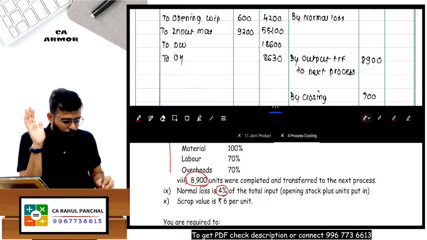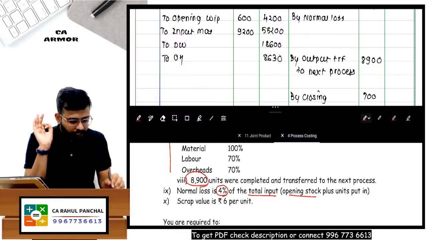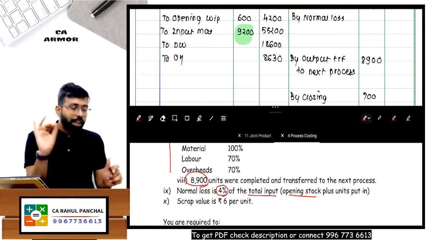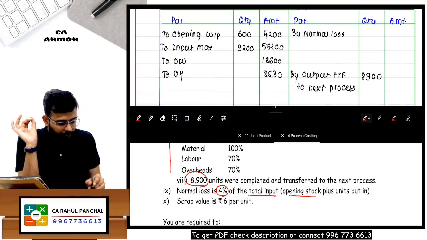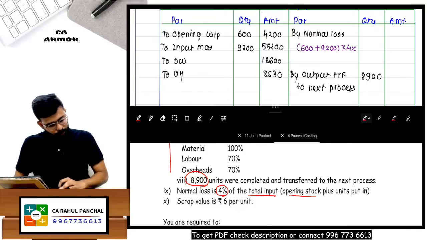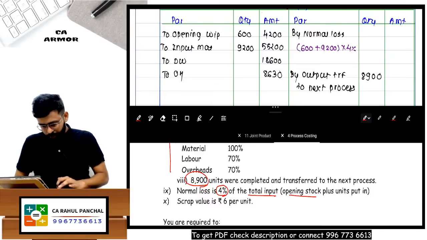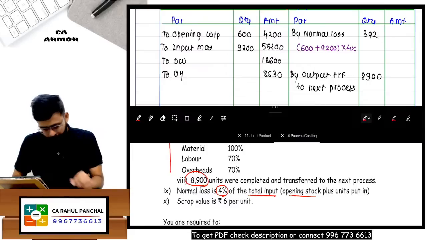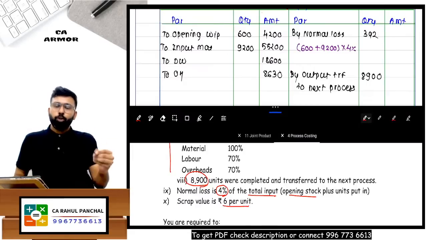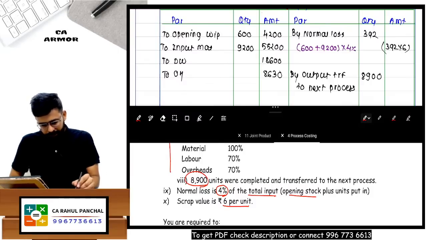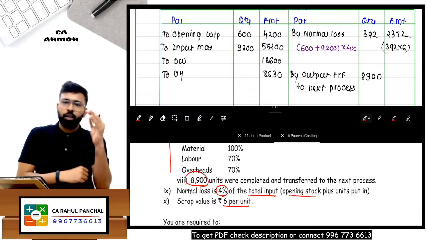And there is a normal loss of 4% of total input. If only input is written, this 4% will be calculated on 9,200. But it is written as total input including opening WIP. It means normal loss will be calculated like this: 600 plus 9,200, multiplied by 4%, which comes to 392. If I sell it in the market, I will get 6 rupees as scrap value. So 392 into 6, the value which I will generate as scrap, is 2,352. Okay, understandable?